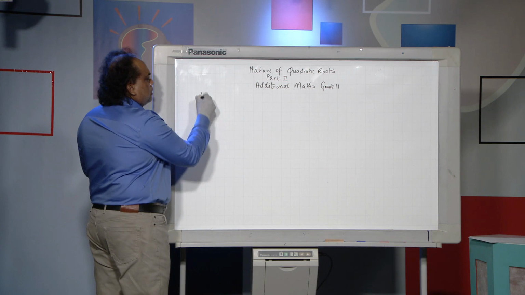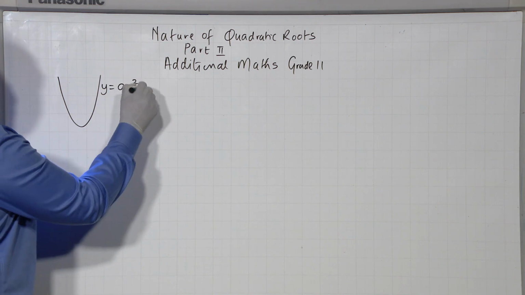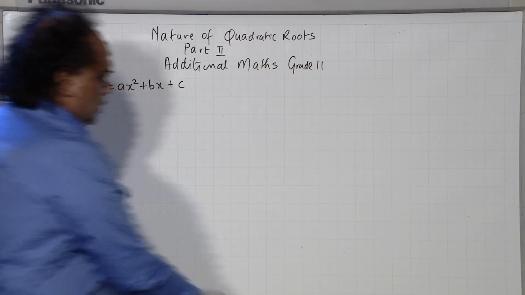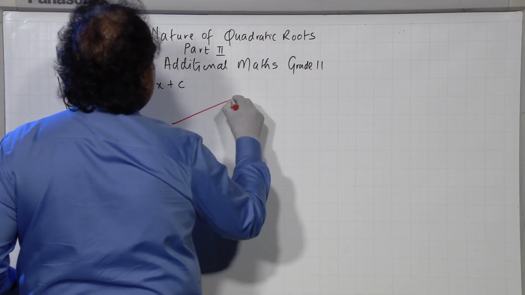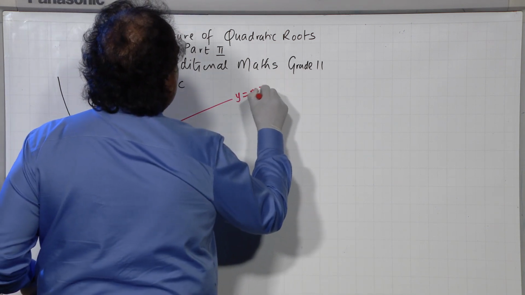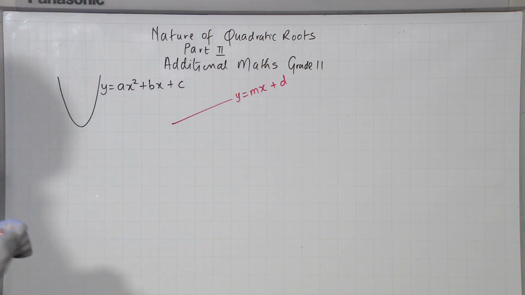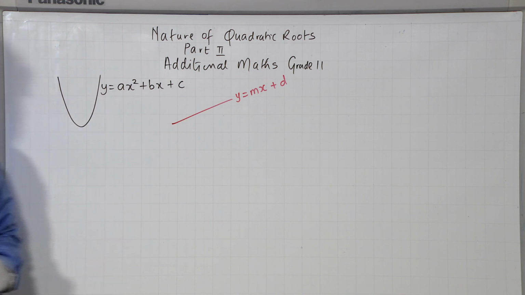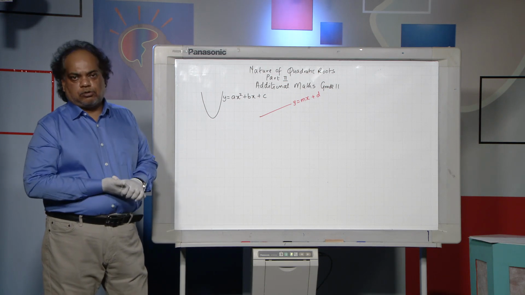You have a curve defined by y is equal to ax squared plus bx plus c. You have a straight line defined by y is equal to mx plus d. If I draw these two graphs on the same axis, what can happen according to you?